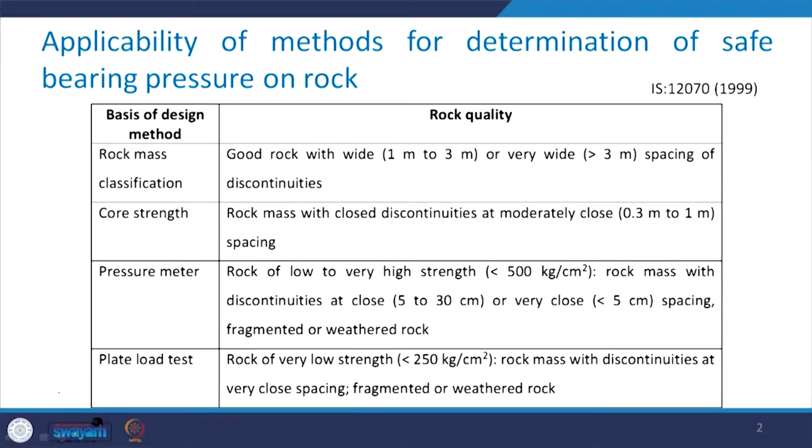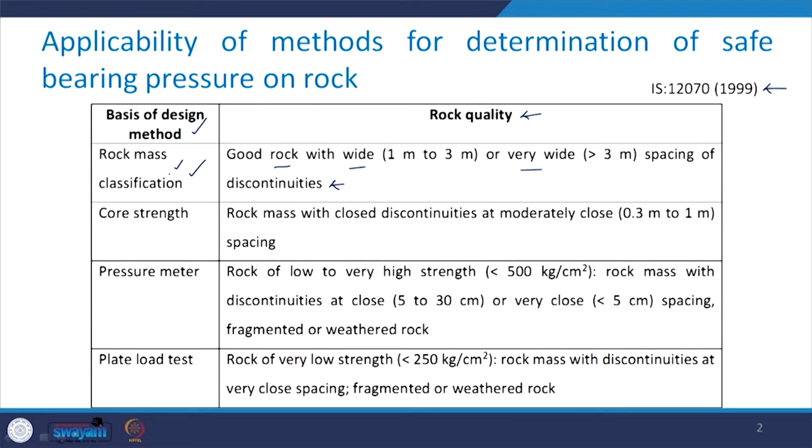This table has been taken from the relevant code, that is IS 12070. The first column talks about the basis of the design method and the next one talks about the rock quality. The first one deals with rock mass classification. In case you have good rock with wide or very wide spacing of the discontinuities, then you can find out the safe bearing pressure on rock using the approach based upon rock mass classification.